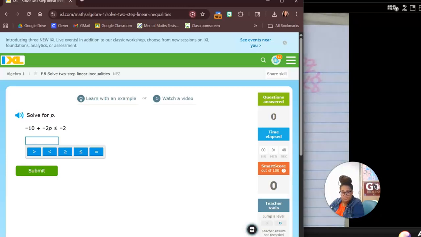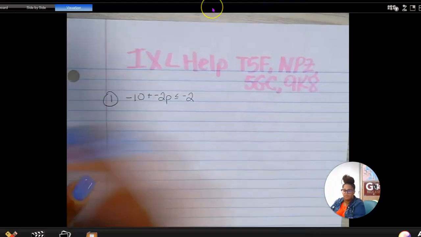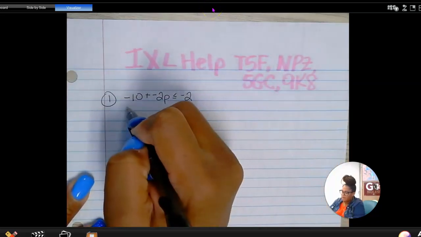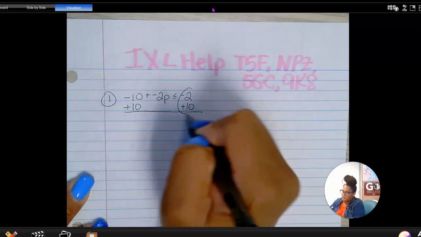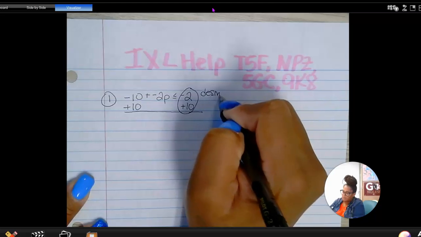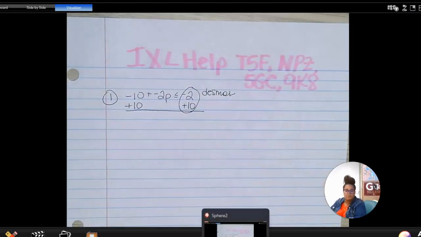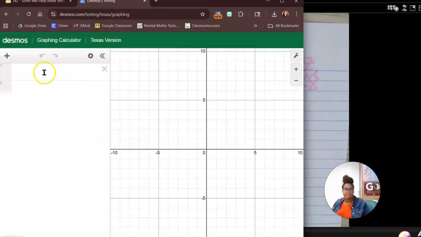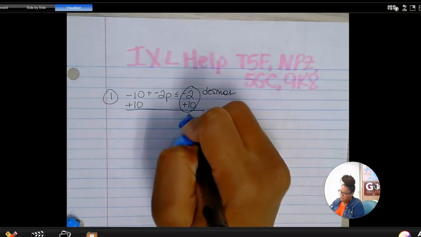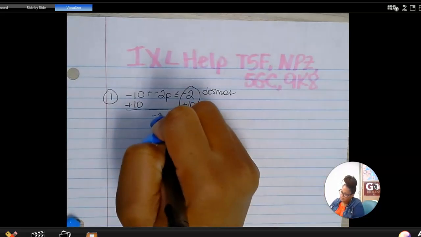So I have -10 plus -2p is less than or equal to -2. So in order to solve, we need to add 10 to both sides of the inequality. If we get stuck, this goes in Desmos. Now type in -2 plus 10, which is +8, is greater than or equal to -2p.